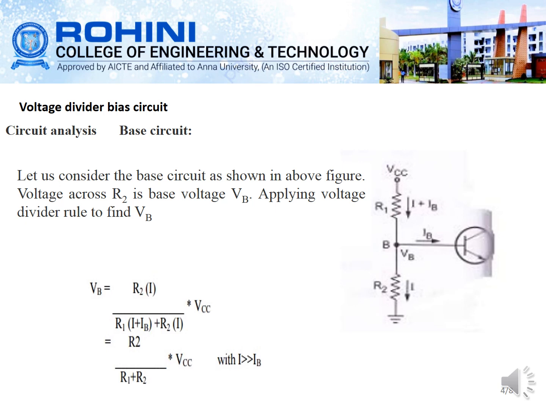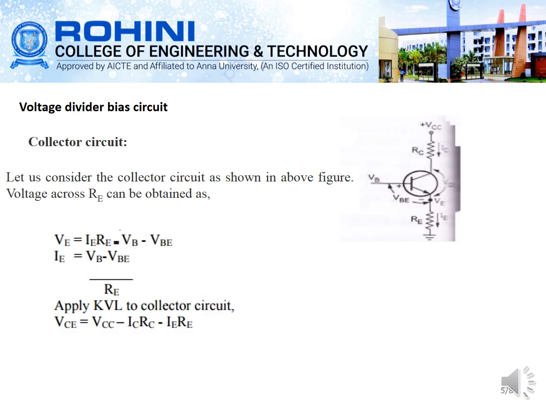You can apply this value, applying the KVL along the collector loop. You can consider the collector loop as shown in the figure, where the voltage across RE can be obtained as VE is equal to IE RE, that is VB minus VBE. So from that we can equate IE is equal to VB minus VBE divided by RE. Whenever applying the KVL to the collector circuit, VC is equal to VCC minus IC RC minus IE RE.